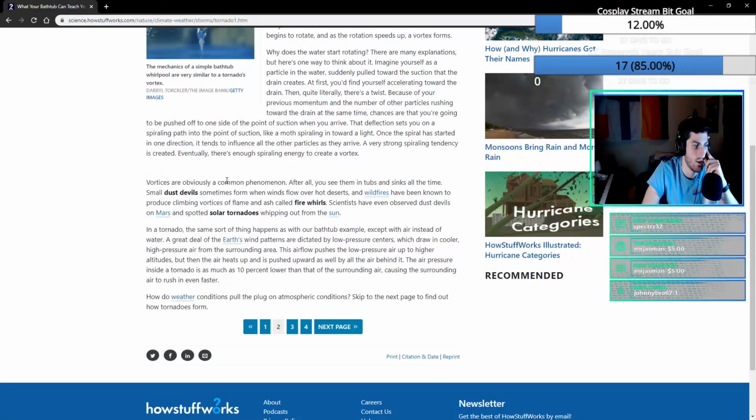Vortices are obviously a common phenomenon. After all, you see them in tubs and sinks all the time. Small dust devils sometimes form when winds flow over hot deserts. If you've ever lived in a desert, you see these things all the time. And wildfires have been known to produce climbing vortices of flame and ash called firewhirls. I've actually always wanted to see one in person. Scientists have even observed dust devils on Mars and spotted solar tornadoes whipping out.